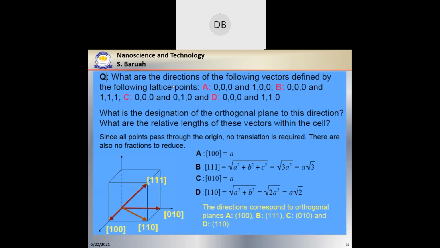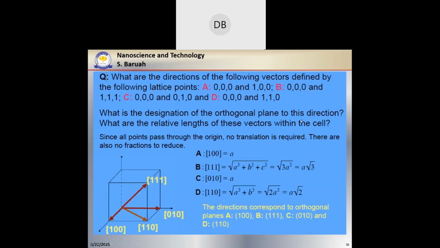So let's try another small problem. What are the directions of the following vectors defined by the following lattice points? The points are given. So basically the arrow, that means the vector, which is the direction, will start from 0, 0, 0 and end up at the second one. That means it starts at 0, 0, 0 and ends up at 1, 0, 0. This one starts at 0, 0, 0 and ends up at 1, 1, 1.